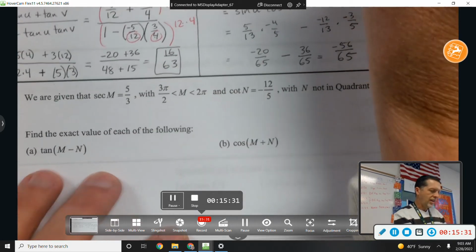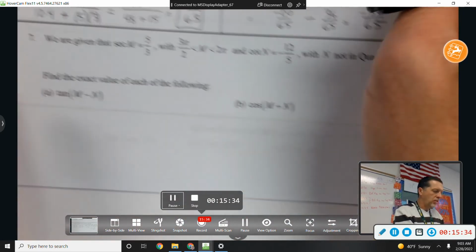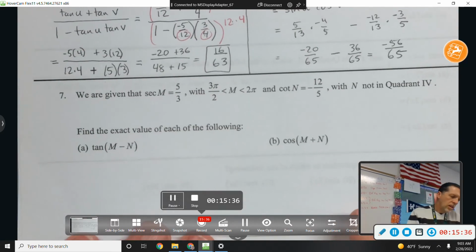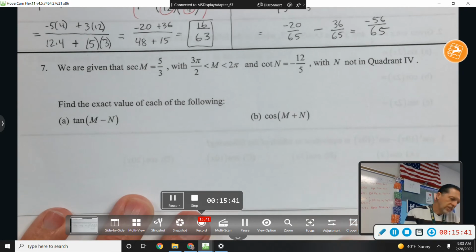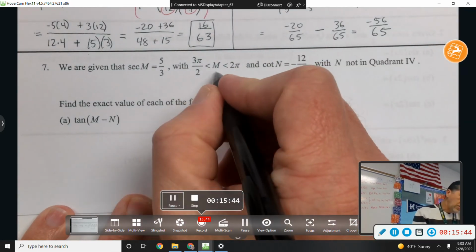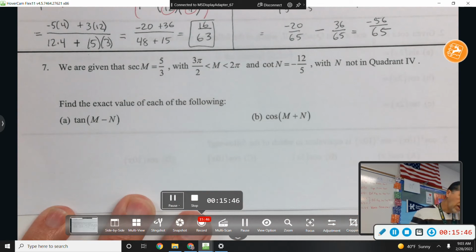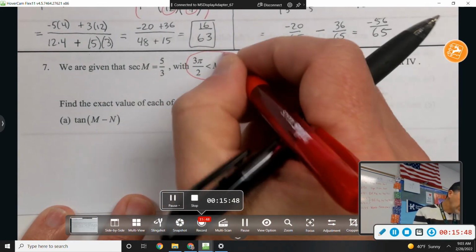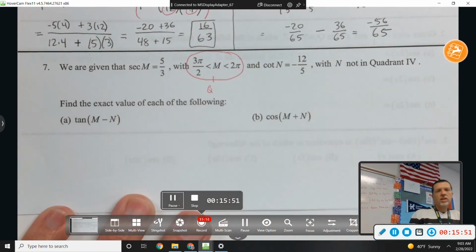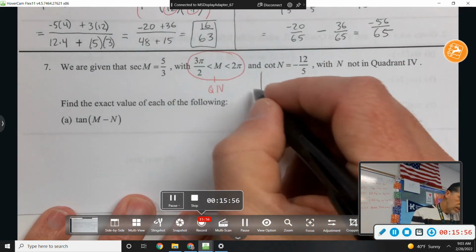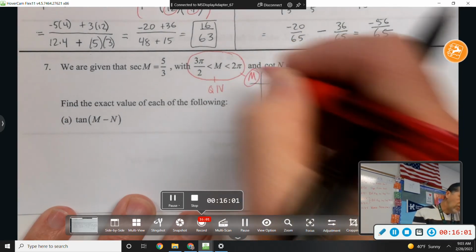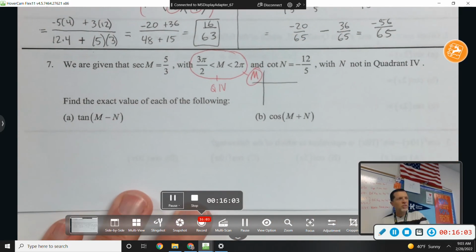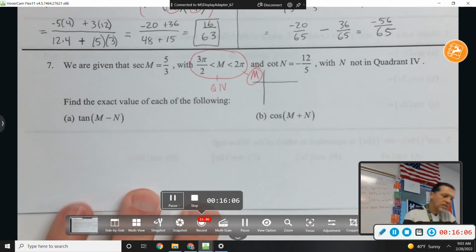All right, last example, because there's one page of notes today. Number 7, we're given that secant of m equals 5/3, with m being between 3 pi over 2 and 2 pi. So what quadrant are we in there? 4. If you catch that early enough, you can draw your picture such that your picture is mostly just the quadrant that you need. Wasting space.